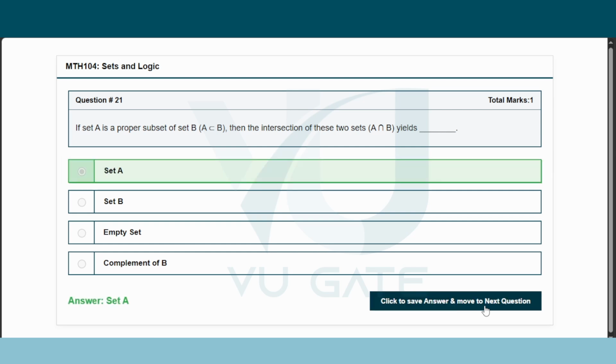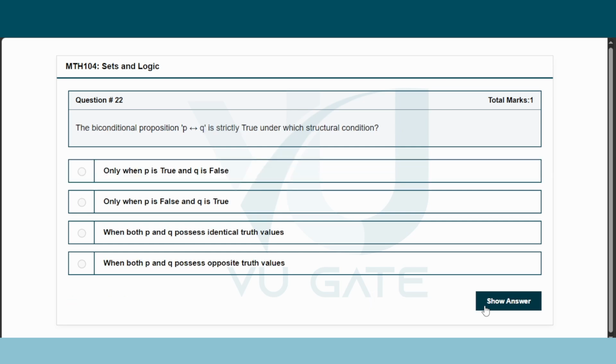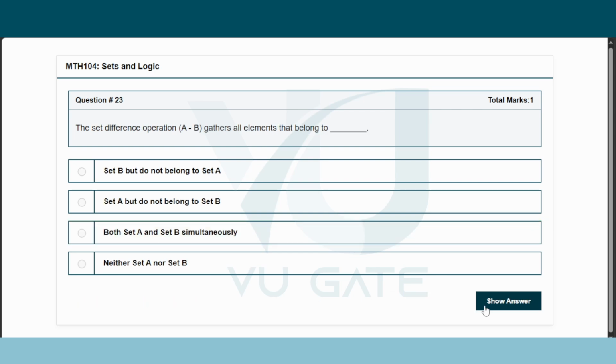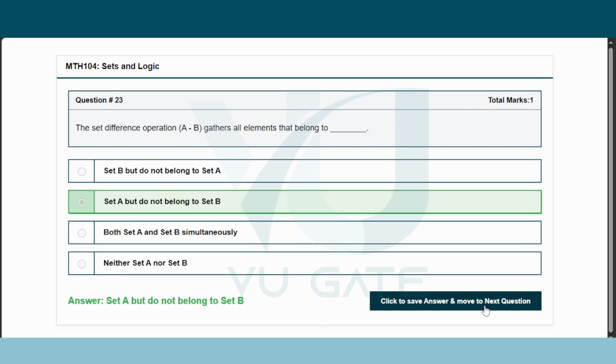Question number 22. The biconditional proposition, P if and only if Q, is strictly true under which structural condition? The correct answer is when both P and Q possess identical truth values. Question number 23. The set difference operation, A minus B, gathers all elements that belong to blank. The correct answer is set A but do not belong to set B.